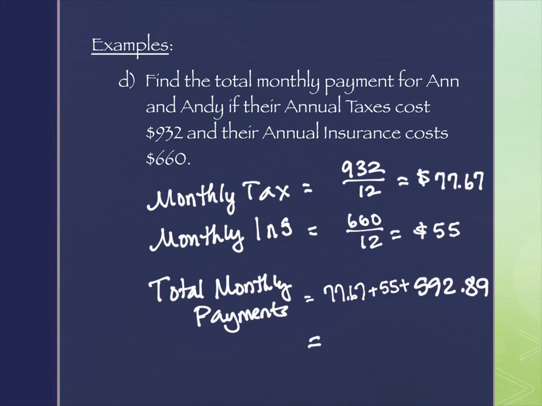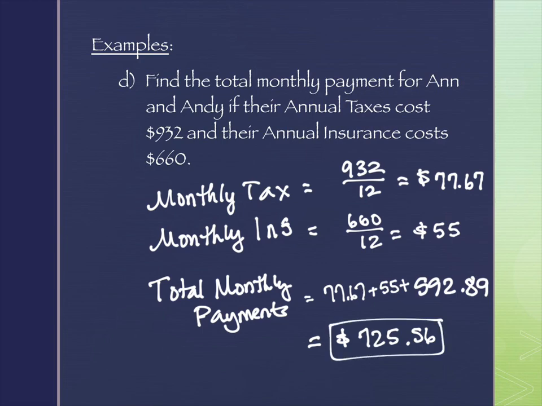Just the regular run-of-the-mill things that I'm required by law to do. And you are required to pay your taxes, and you are required to have insurance. Nobody's going to lend you the money if you don't have insurance on the property. They're not going to. So what is your total amount that you would be paying every month as the homeowners, as Ann and Andy? $725.56.